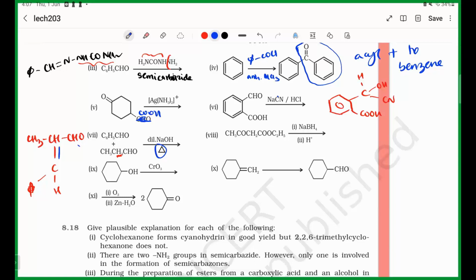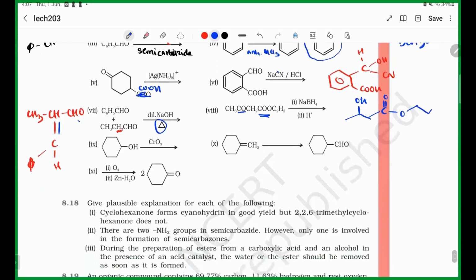Okay, sodium borohydride reduction. You know that sodium borohydride can only reduce carbonyl groups, so it cannot reduce the ester. The ester is where it is. And instead of the ketone, you have an alcohol. So OH, CH2, C double bond O, OC2H5. That is the product.